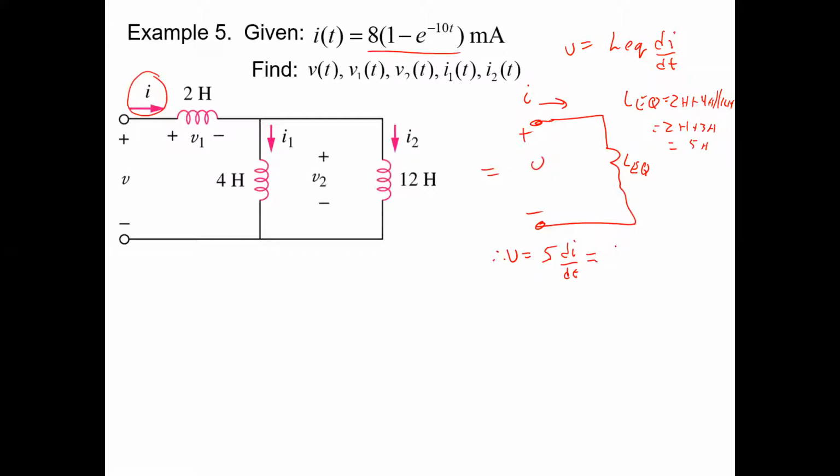So that's going to equal 5 times, well, the 1 just goes away when you differentiate that, right? But then you've got minus 10 times minus e to the minus 10t. So that's going to be 80 e to the minus 10t, right? So then that's going to equal 400 e to the minus 10t. And since this is in milliamps, then this is going to be in millivolts.